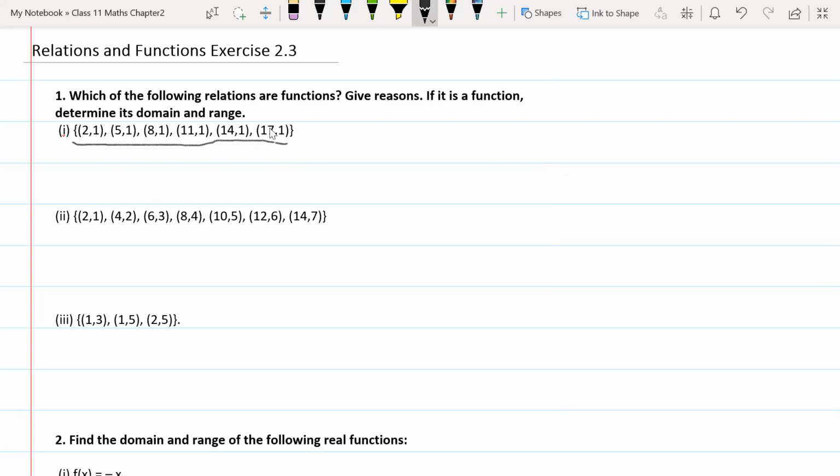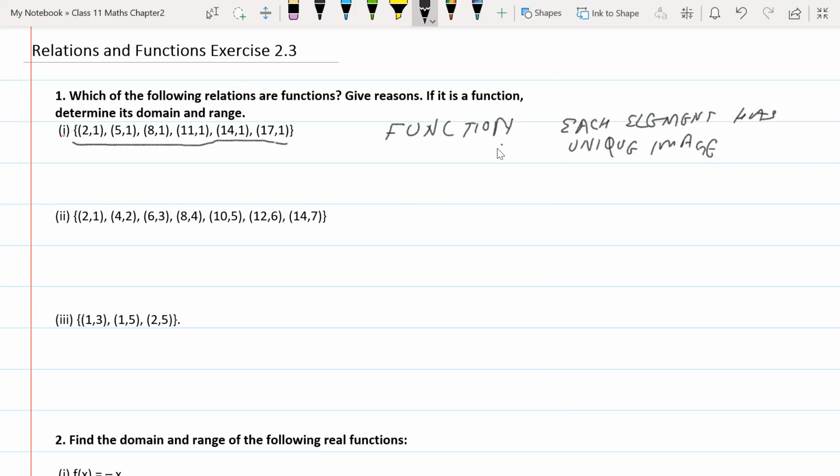Since 2, 5, 8, 11, 14, 17 are the elements of the domain of the given relation, and these elements have unique images, hence it is a function. Each element has a unique image.